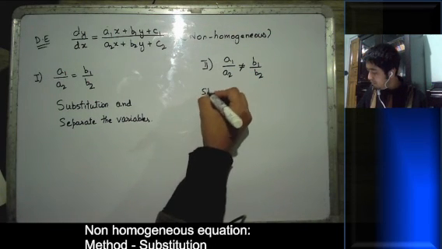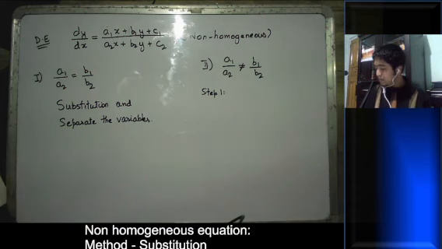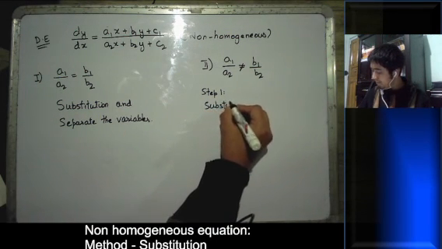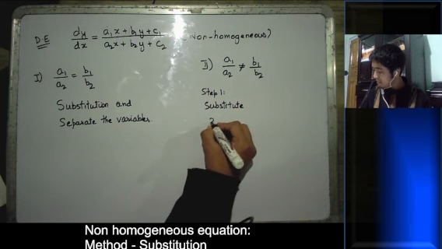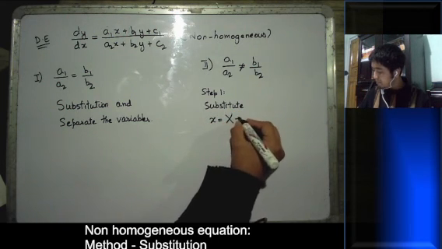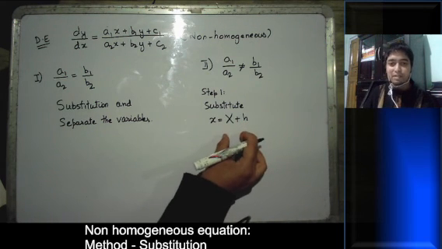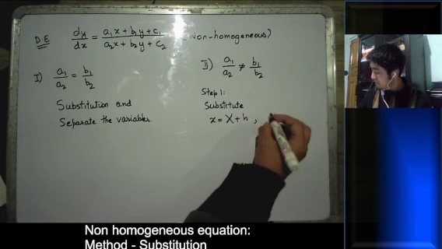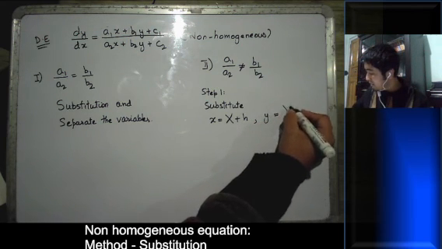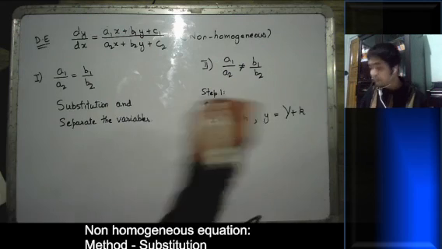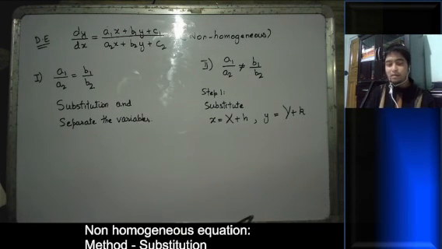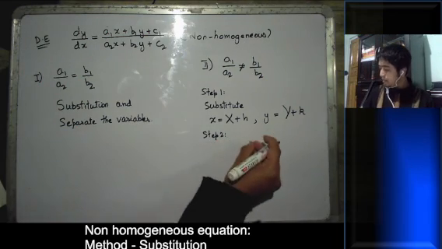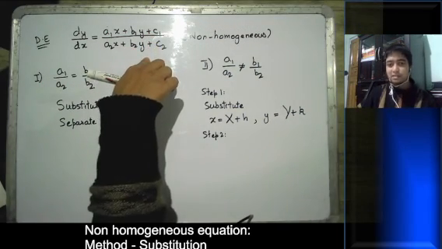So step 1, again we will substitute x equal to capital X plus h. So we will convert it into a new variable X and a constant h, and y we can write as capital Y plus k. So step 2, substitute in this equation.